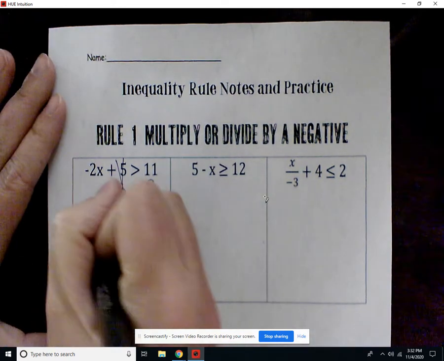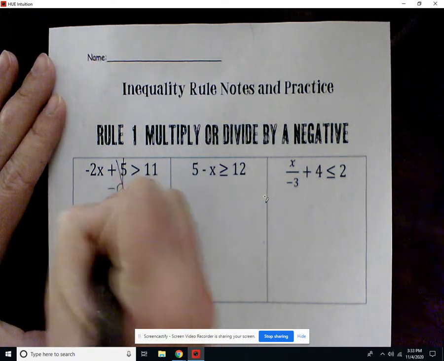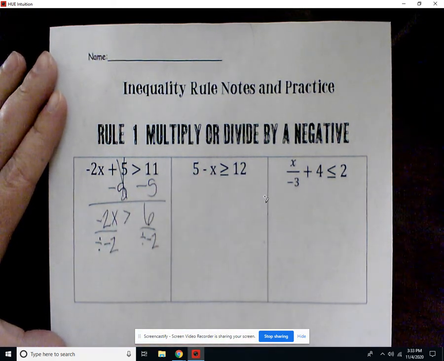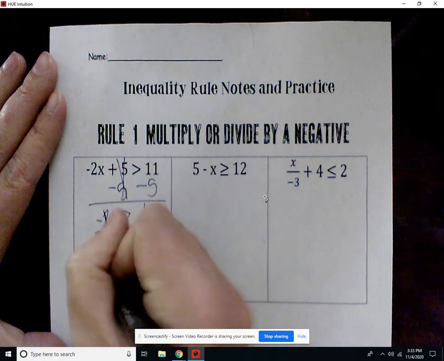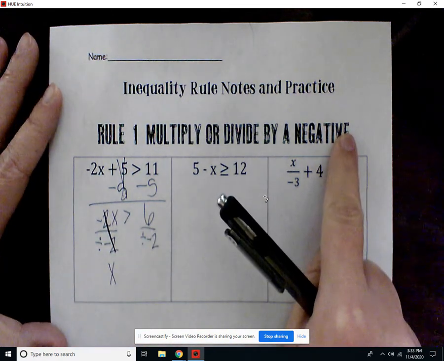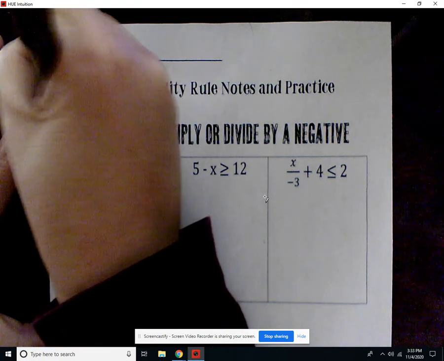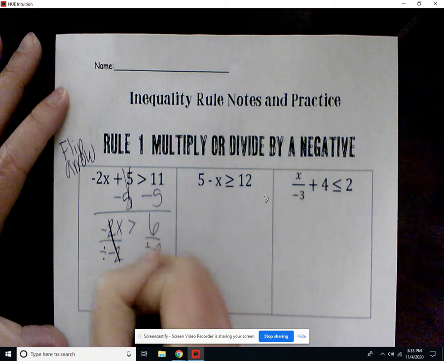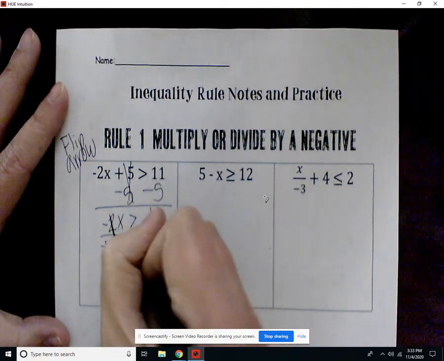Negative 2x is multiplication, so the opposite is going to be division. Divide by negative 2. 2s cancel. We're left with x. So when we multiply or divide by a negative, our arrow flips. So flip the arrow. It's going to flip direction. 6 divided by negative 2 is negative 3.